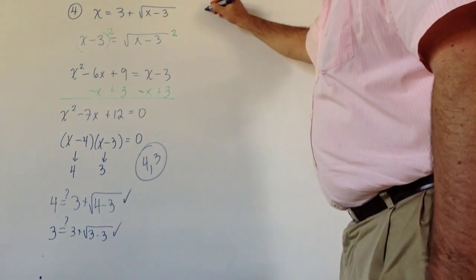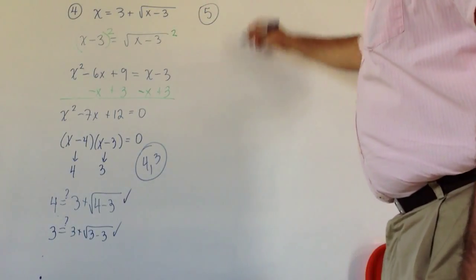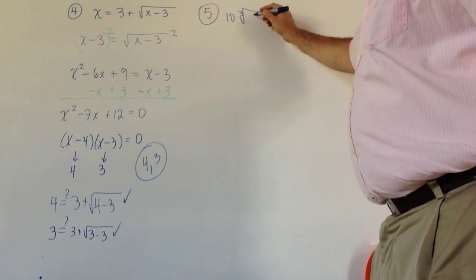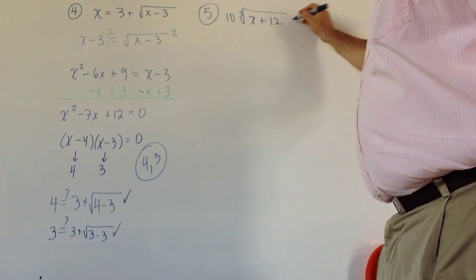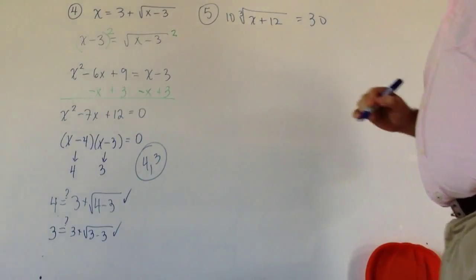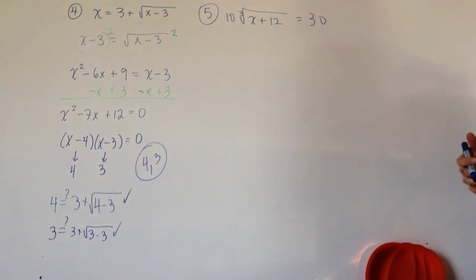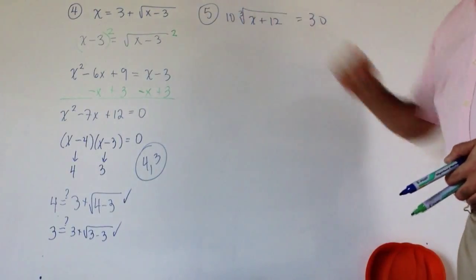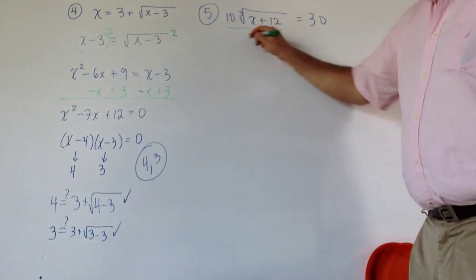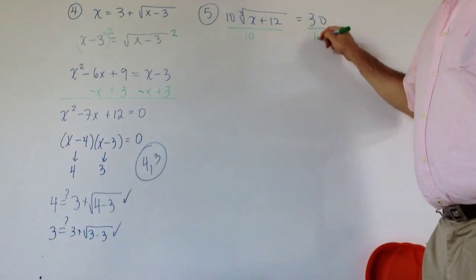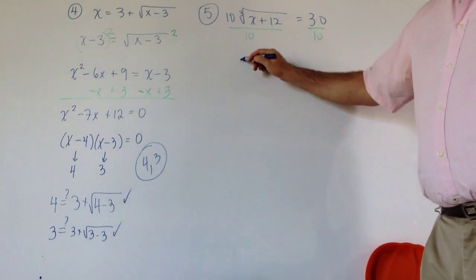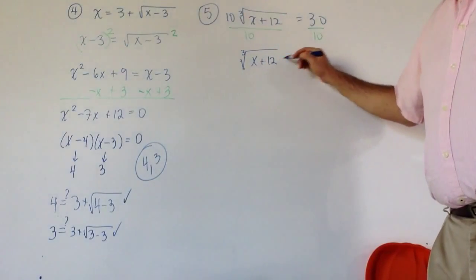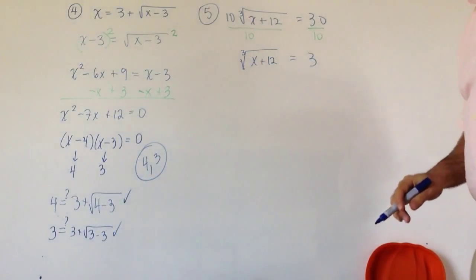Number 5. It's 10 times the cube root of x plus 12 is 30. Okay, we isolate the radical. That is the cube root of x plus 12. So get rid of the 10 by dividing. Divided by 10, divided by 10. Now we have the cube root of x plus 12, and that's 3.